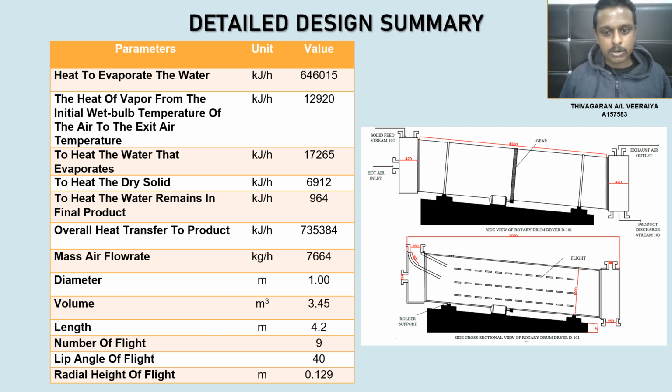Another important part of the drum is the flight. The function of the flight is to lift and shower the product to ensure the solid completely dries. So the number of flights is 9 with the lip angle of 40 degree and the radial height which is 0.129 meter.